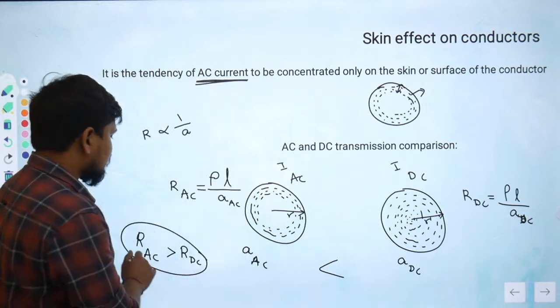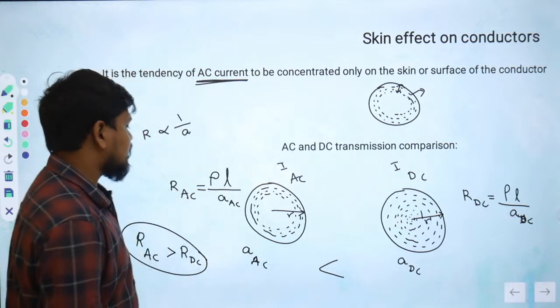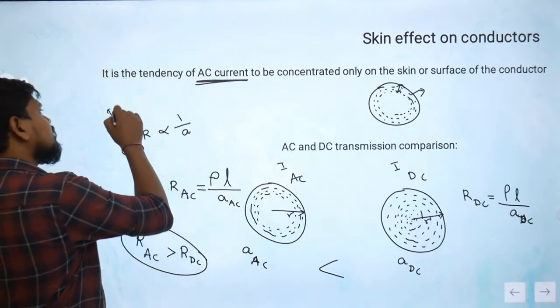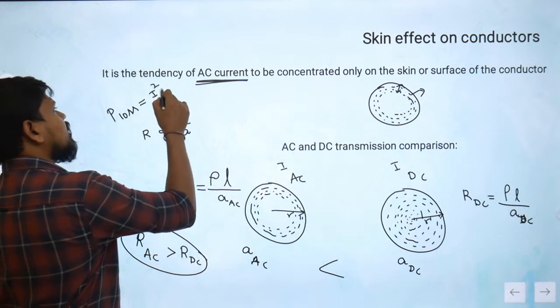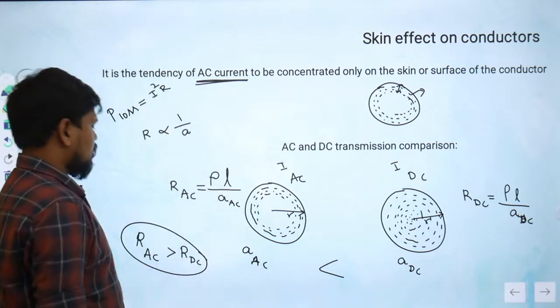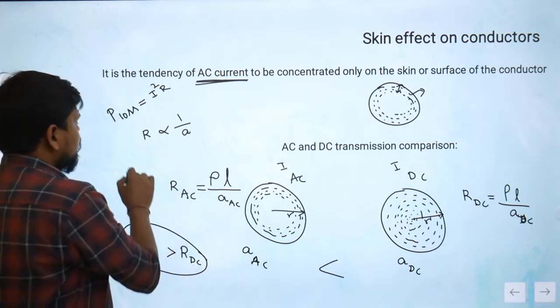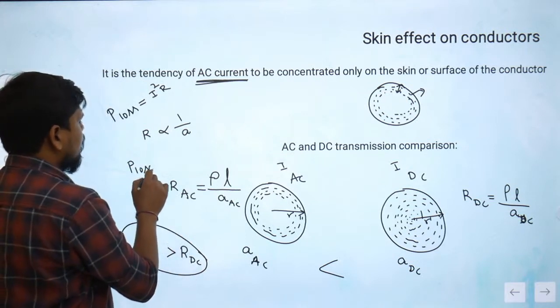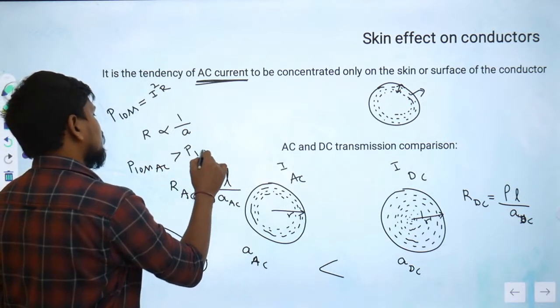Whenever resistance is more, then the I square R loss, that means the power loss, you will be knowing. Generally how can you give the power loss? I square into R. So now you can get one point: in AC the resistance is more, that means the power loss in AC will be more than the power loss in DC.